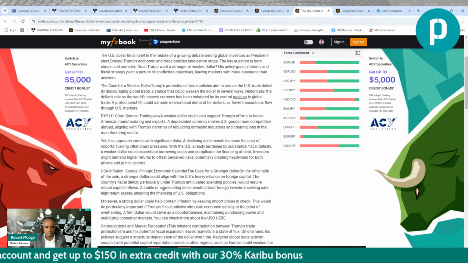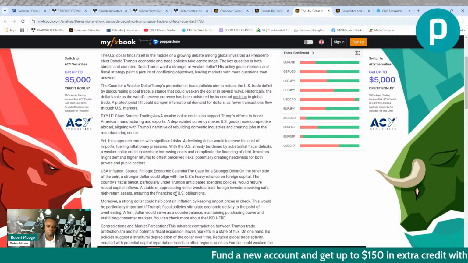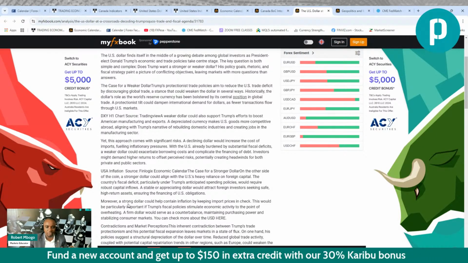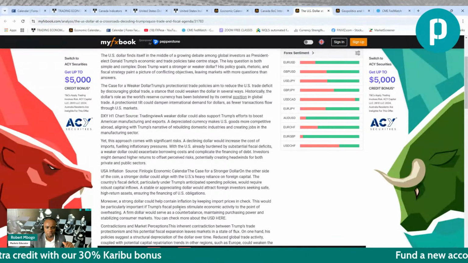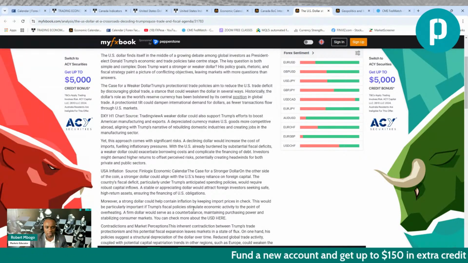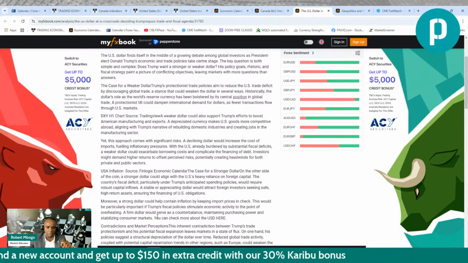A stable or appreciating dollar would attract foreign investors seeking safe, high return assets, ensuring the financing of US obligations. Moreover, a strong dollar could help contain inflation by keeping import prices in check. This will be particularly important if Trump's fiscal policies stimulate economic activity to the point of overheating. A firm dollar will serve as a counterbalance, maintaining purchasing power and stabilizing consumer markets.